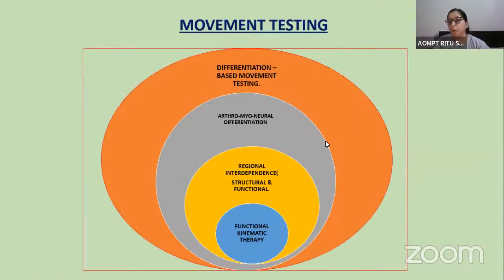And then we do the movement testing. That is also an important part. That is the differentiation-based movement testing according to the component, arthromyoneural differentiation. Because if the patient is having an articular problem, then compensation is taken by the muscles, and the neural component is also in the chain. So we cannot separate them, which we already discussed just 20 minutes before. And regional interdependence also plays a major role in the structural versus the functional approach to the patient, and in the functional approach, the kinetic or kinematic part plays an important role.